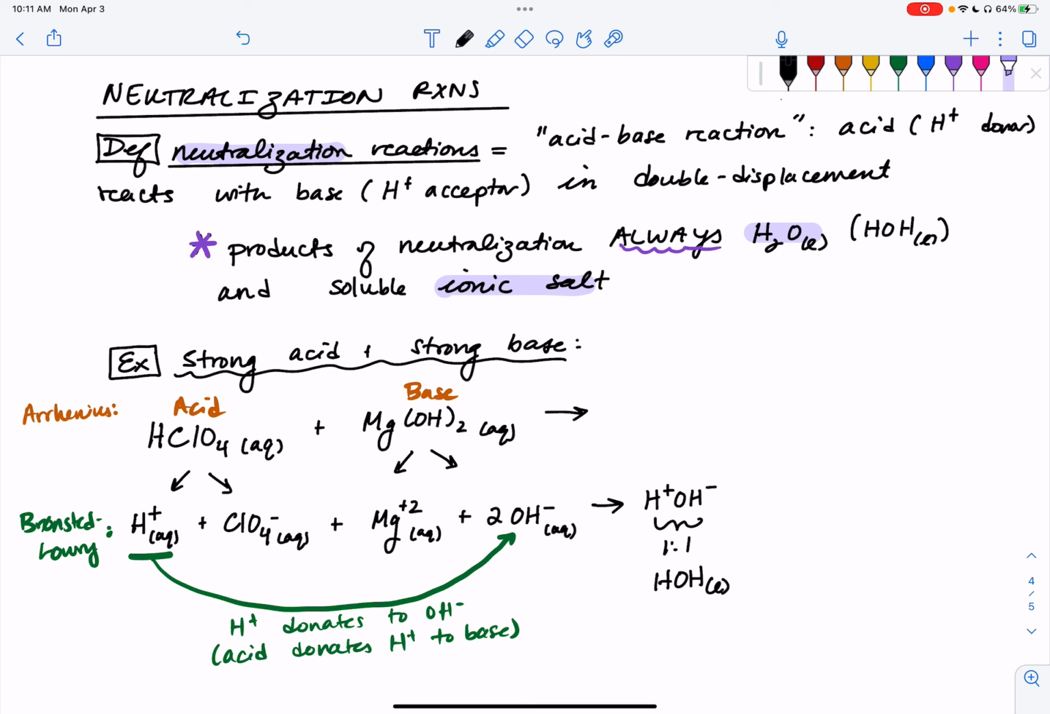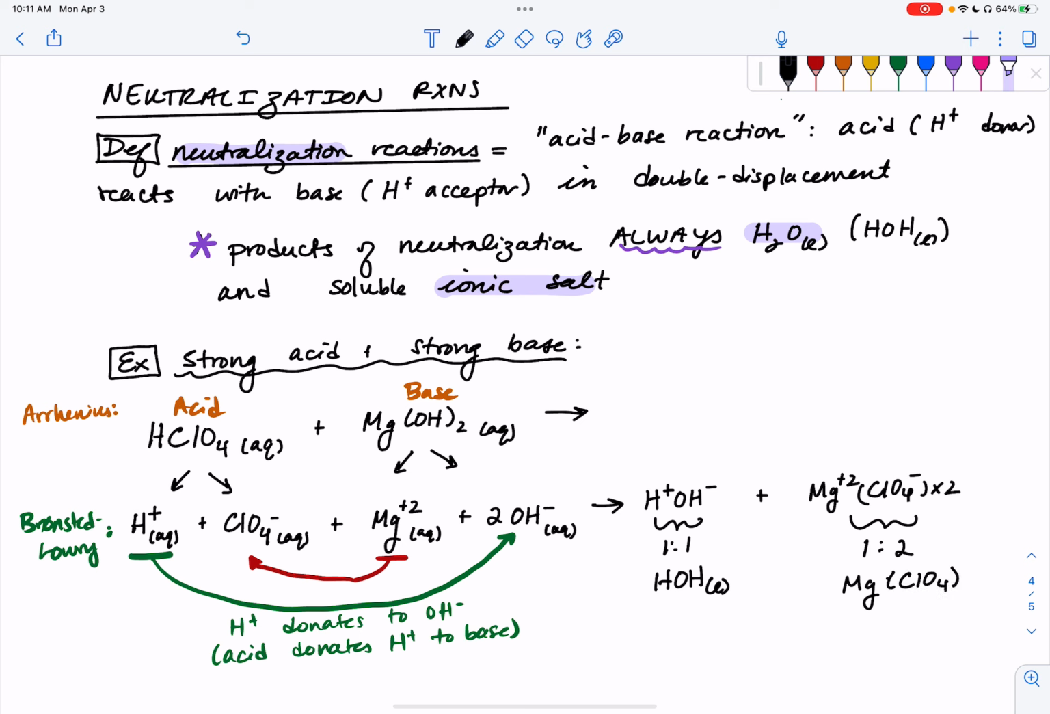And then we've got the other result of our double displacement, which is magnesium, which has a +2 charge, coming together with ClO4-, which has a -1 charge. So I need 2 of these in order to create a charge neutral compound. So these are in a 1-to-2 ratio, creating Mg(ClO4)2.